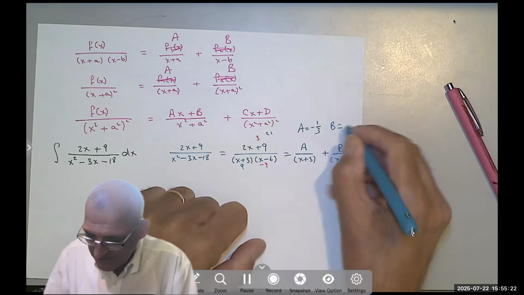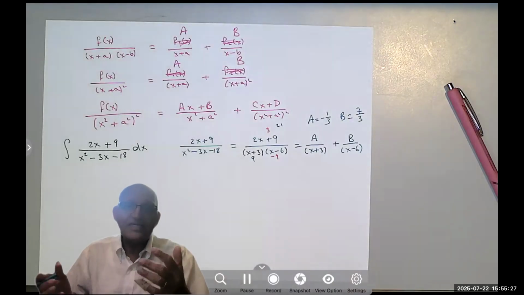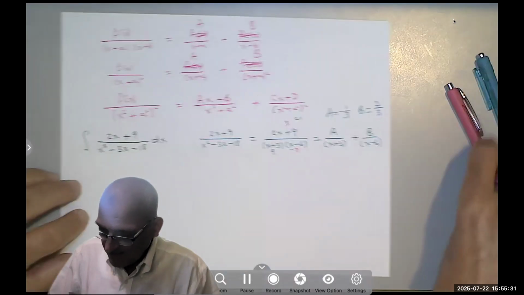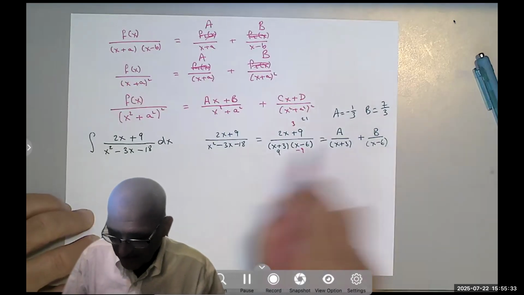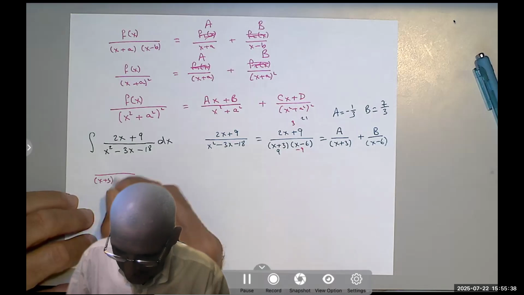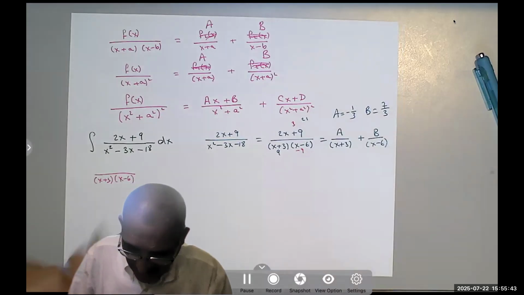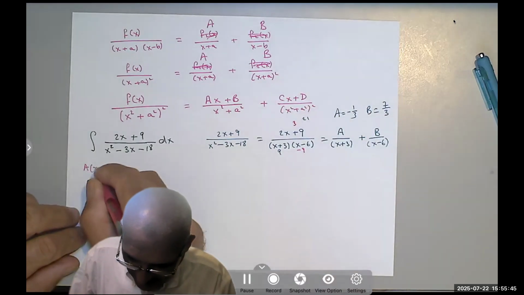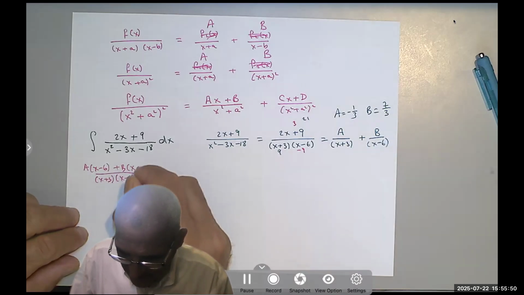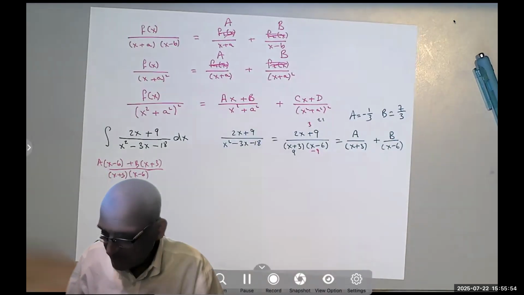21/9 can be simplified as 7/3. So that's it. It's very easy when it's linear. If you don't want to do that, then you can take a common denominator, which is x plus 3 times x minus 6. And then this would be a times x minus 6 plus b times x plus 3, right? And that should equal x plus 9.